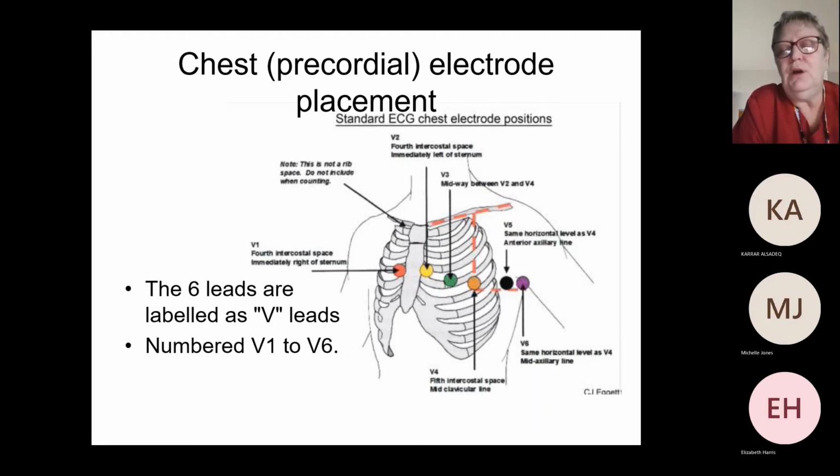Then we miss V4 and go to V6. And it goes under the armpit, right in the middle of the armpit, horizontal, in line with V4. And V5 goes exactly in between V4 and V6 at the front of the armpit, the anterior of the armpit. So they're actually in a straight line, but a lot of the diagrams look like it's going round in a semicircle, and that's not right at all. That's exactly where the bottom of the heart will be, and you can see round the heart.